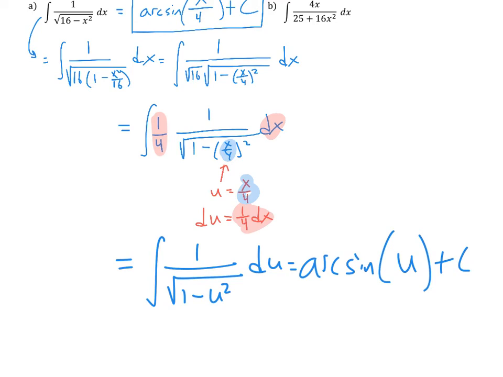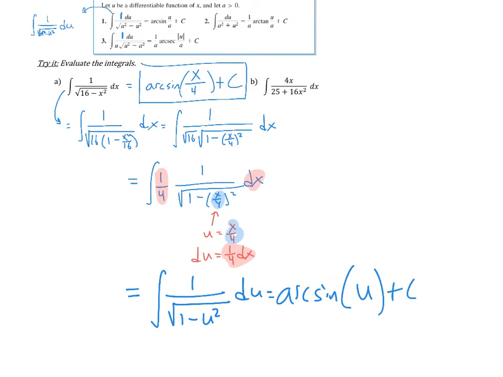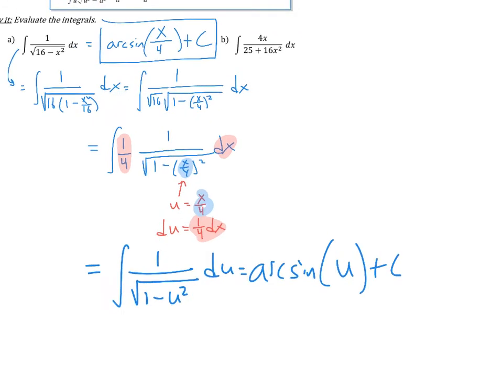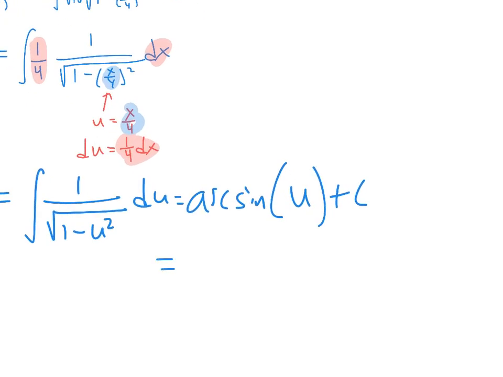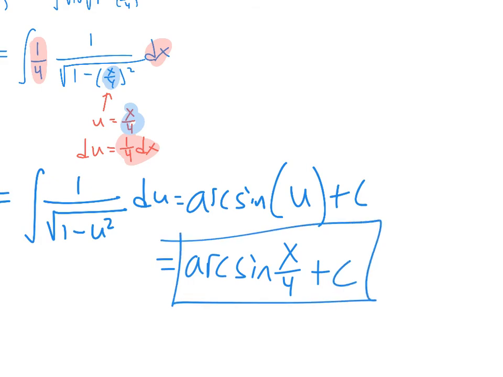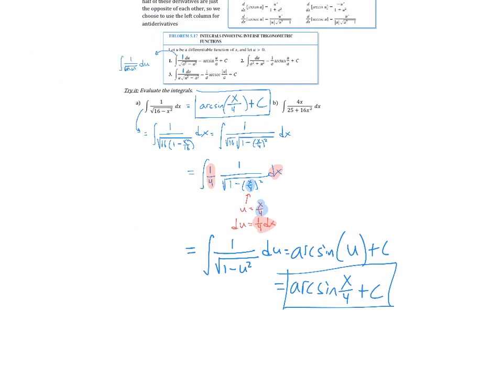Well, what is u? u is x over 4. That came from, again, back in the problem, the square root of this divided by this. You can see where in that factoring that came into play. And so arc sine of x over 4 plus c. You might be saying, whoa, I got to do all that? No, you need to memorize, okay?